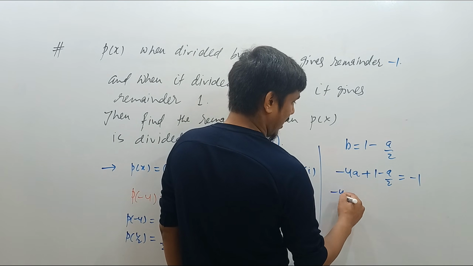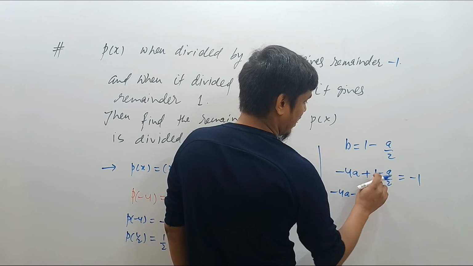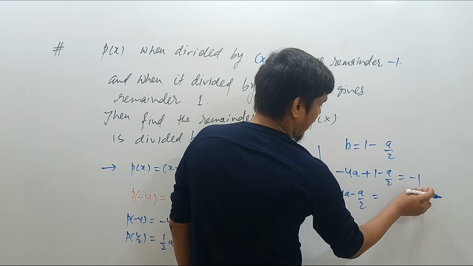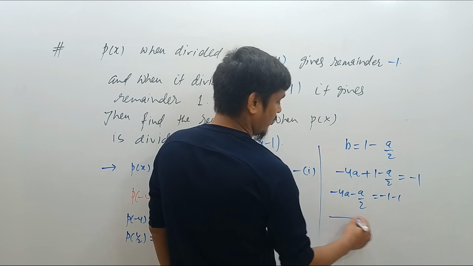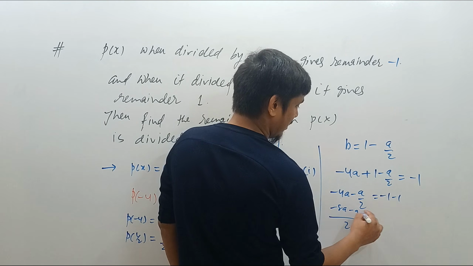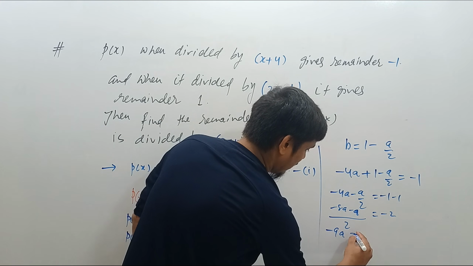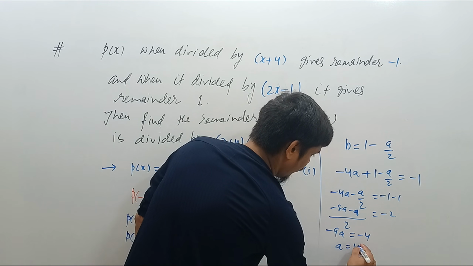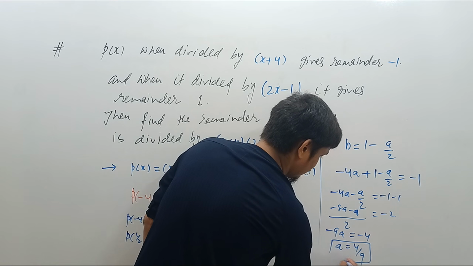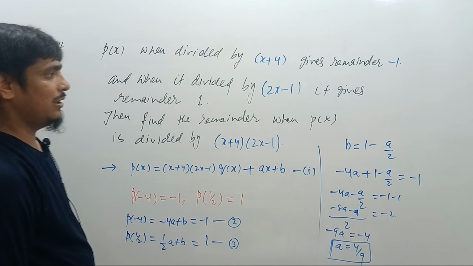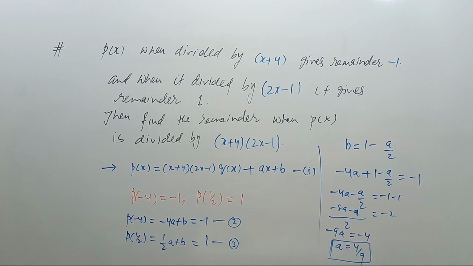So minus 4a minus a by 2, transposing the 1 to the other side, becomes minus 1 minus 1. So this is minus 8a minus a is equal to minus 2. So minus 9a is equal to minus 4. So a is equal to 4 over 9. So the value of a is 4 over 9.